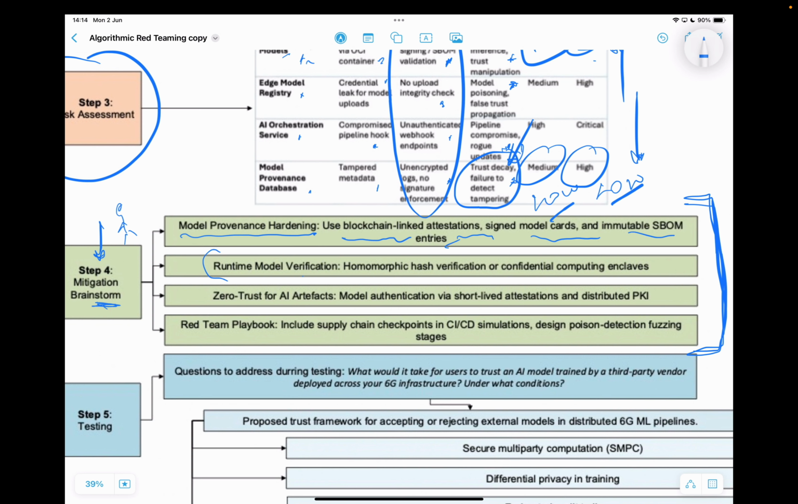You could suggest runtime model verification, so homomorphic hash verification or confidential computing enclaves. You can suggest zero trust for AI artifacts, model authentication with short-lived attestations and distributed PKI. Or you could even suggest a red team playbook, which includes supply chain checkpoints in CI/CD, simulated poisoning, detection, and fuzzing stages. And things like this are always fail-safe. So whatever opinion people have, with red teaming playbooks, you can never go wrong. So that is also very safe.